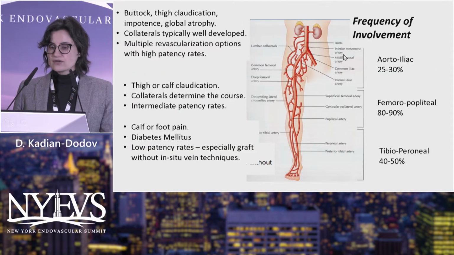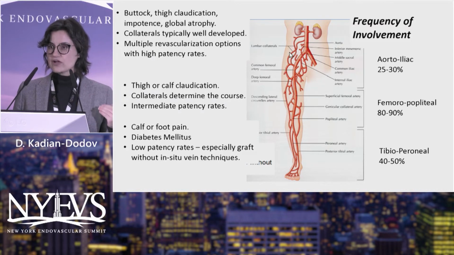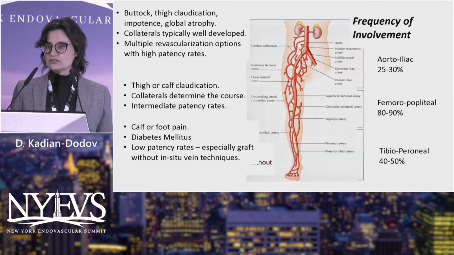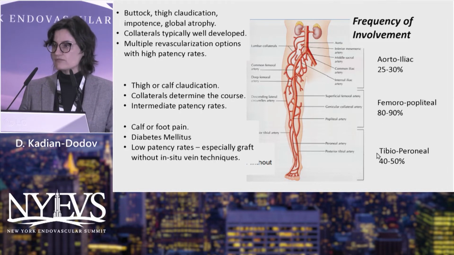Now you can think about the symptoms as reflecting the level of involvement. You'll typically have symptoms one level below the area of disease. So buttock and thigh claudication for aortoiliac, thigh or calf for SFA-pop, and then calf or foot pain for tibial-peroneal disease. And the frequency of involvement is listed here. You'll notice it doesn't add up to 100% because people can have multi-level disease.